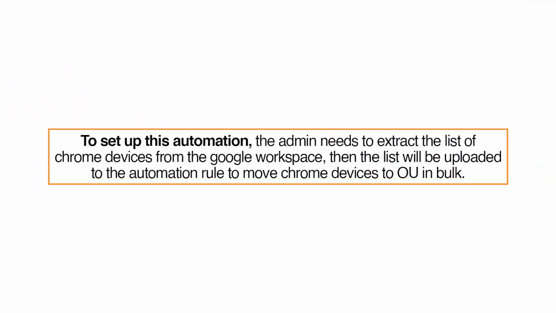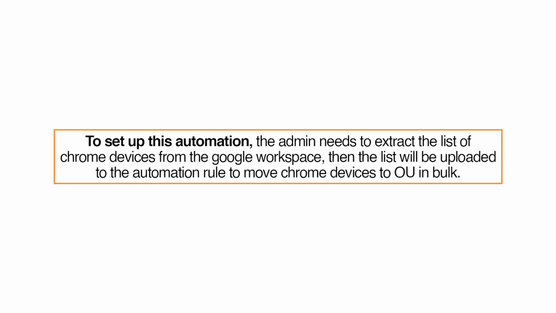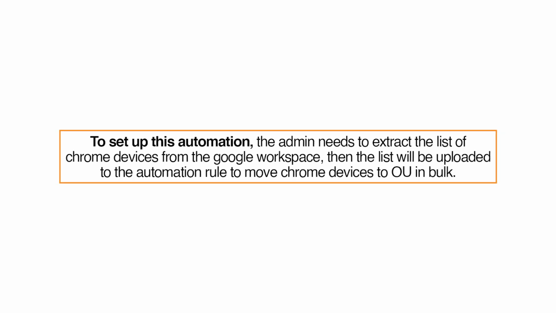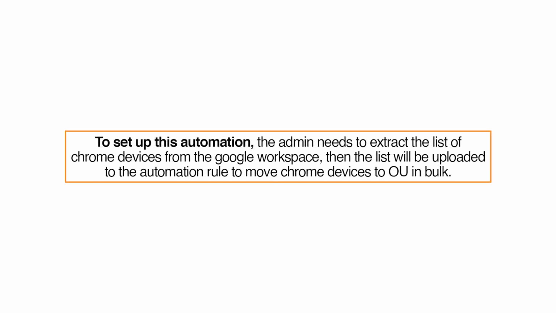To set up this automation, the admin needs to extract the list of Chrome devices from the Google Workspace. Then the list will be uploaded to the automation rule to move Chrome devices to OU in bulk. The workflow has two rules.